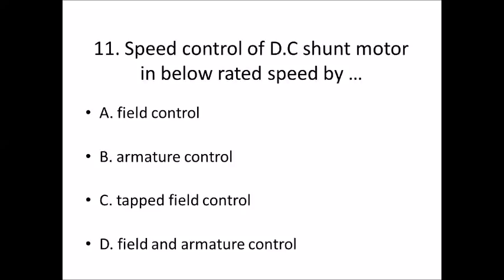11th bit. Speed control of DC shunt motor below rated speed is by dash. Option A, field control. Option B, armature control. Option C, tapped field control. Option D, field and armature control. Answer guess cheyandi. Answer వచ్చేసి option B, armature control.